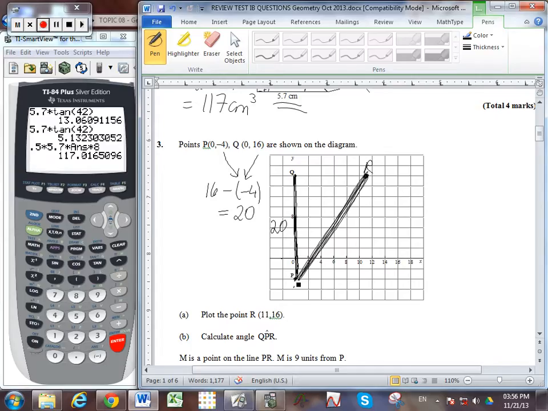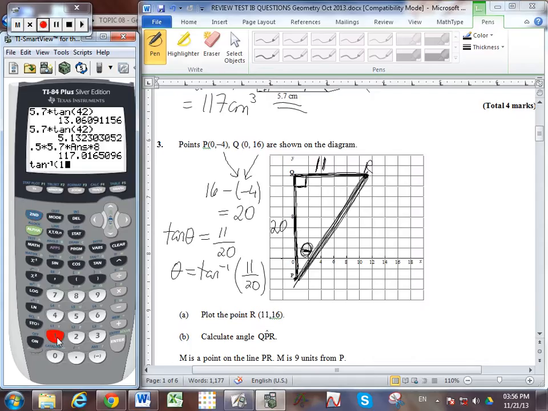Now, I don't know what the distance from P to R is, but I do know what the distance from Q to R is, and that forms a right triangle. Q to R, obviously, is a distance of 11 units. And so now in this right triangle, I should be able to use the tangent ratio for what we'll call angle theta. The tangent of theta is opposite over adjacent, so theta is the tangent inverse of 11 over 20. Let's see what we get. The tangent inverse of 11 over 20 gives me an answer of 28.8 degrees.